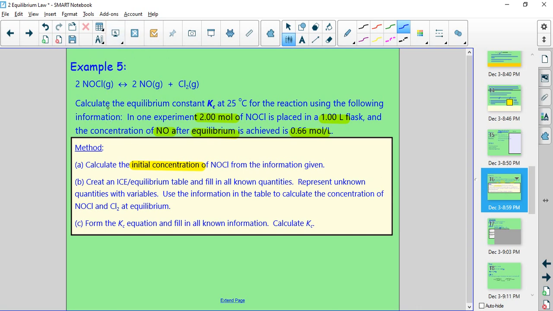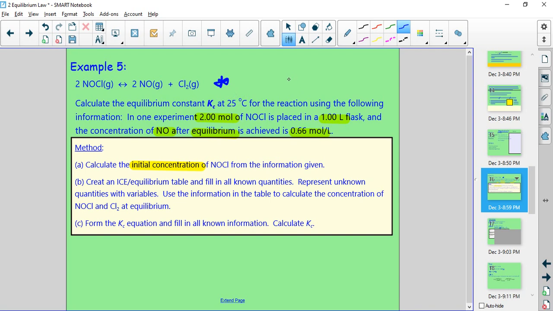So example 5, I've highlighted what's important here. So it gives you a balanced equation. Always make note of that. Make sure it's balanced. Okay, so here it says you're going to calculate our equilibrium constant Kc, right? Again, it's the same as saying KEQ at 25 degrees Celsius, and you'll see a lot of these questions will give you a temperature measurement.